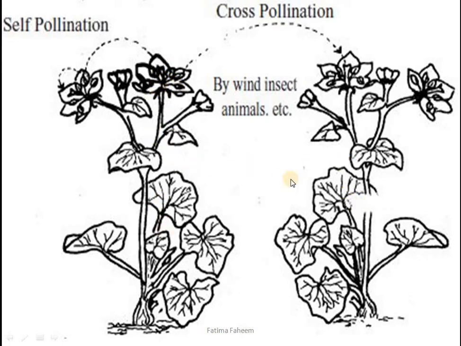On the other hand, cross-pollination is happening between the flowers of two different plants. If you can see, the plants are different. By different, I mean the number, not the species. The species is the same, but the plant or the place where they are being placed is different.